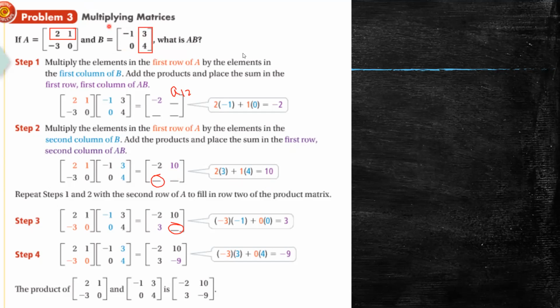After I finish, I multiply now the second row, the first column. So negative 3 times negative 1 is 3, plus 0 times 0, 0. So the answer is 3. I will write it down. And then negative 3 times 3 is negative 9, plus 0 times 4 is 0. So the answer is negative 9. So my new matrix is negative 2, 10, 3, negative 9.